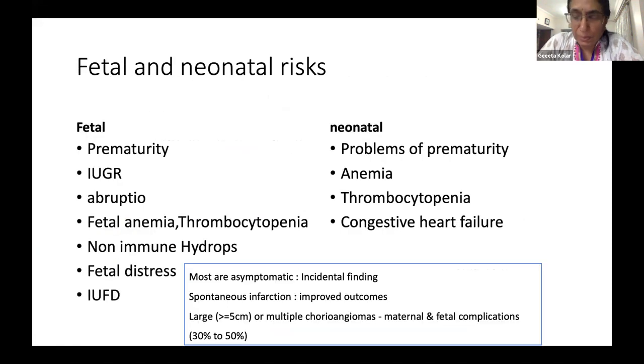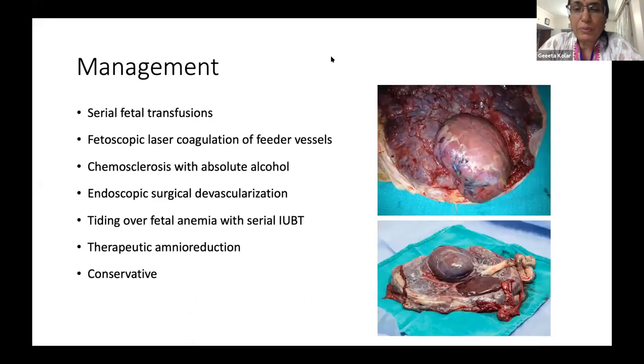The risks are many. If you don't deal with it, the baby can die. So what are the intrauterine management options that are available? Because of anemia, you can do serial transfusions.